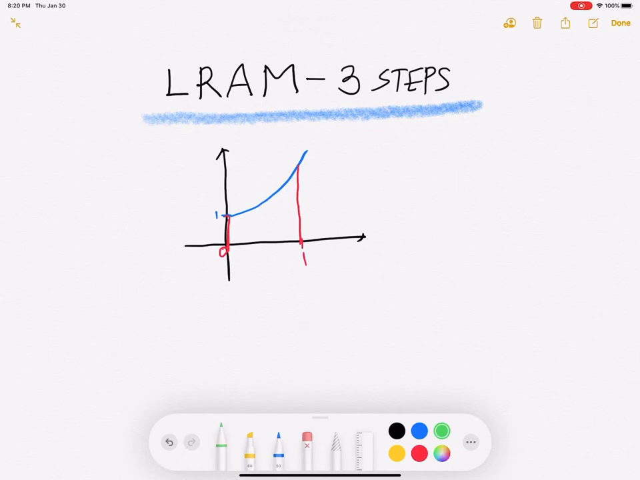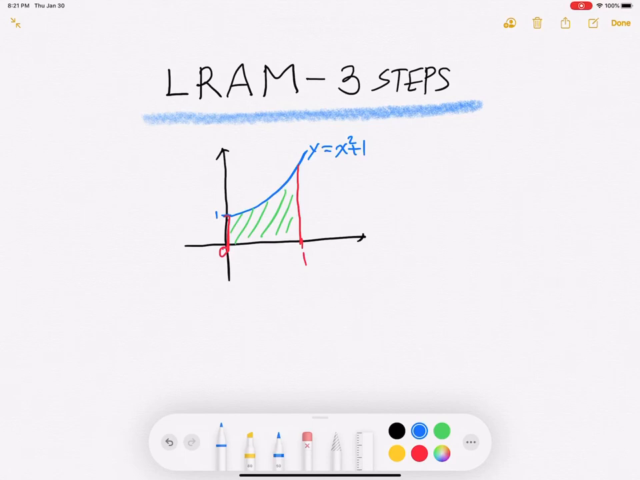Our goal is to find what? The area between the graph of y equals x squared plus 1 and the x-axis from x equals 0 to x equals 1. This is the shaded region's area, right? To find that area, I'm going to use rectangles. Step 1, I will use 4 rectangles, and then I will use the LRAM method.